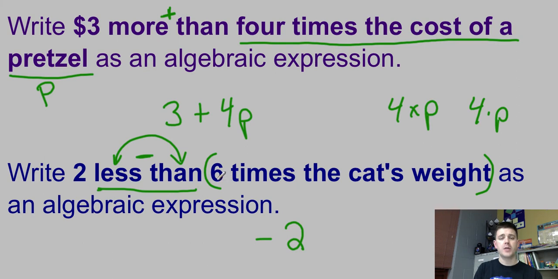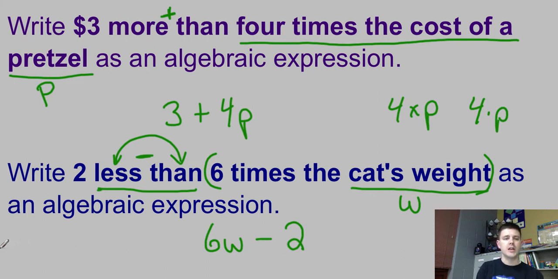Now we have the second part of the problem, 6 times the cat's weight. Well, I have no idea how much the cat weighs. I'm not even sure why we care about the cat's weight in this problem, but that's the problem we got. I don't know what the cat's weight is, so that's where I put in my favorite variable. So how about W for weight? And I want 6 times the weight. So 6 times W, which we just talked about, we would write as 6W. So no dot, no X in between there. All I will accept is 6W, 6 times W. And then less than 2, meaning minus 2.